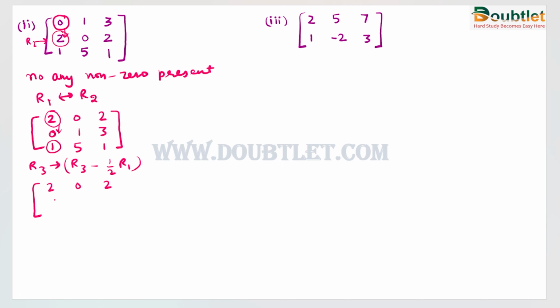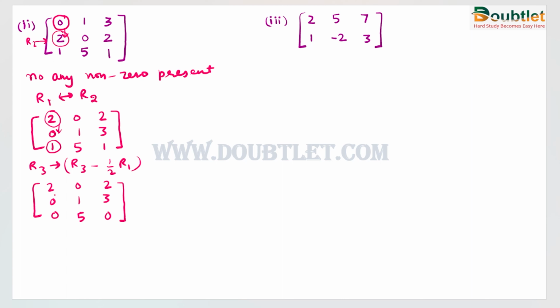So 2 0 2, this is 0 1 3. Now we will apply this operation. So 1 minus 1 becomes 0, 5 minus 0 becomes 5, and this 1 minus 1 becomes 0. Correct? Now the operation in the first row is complete.